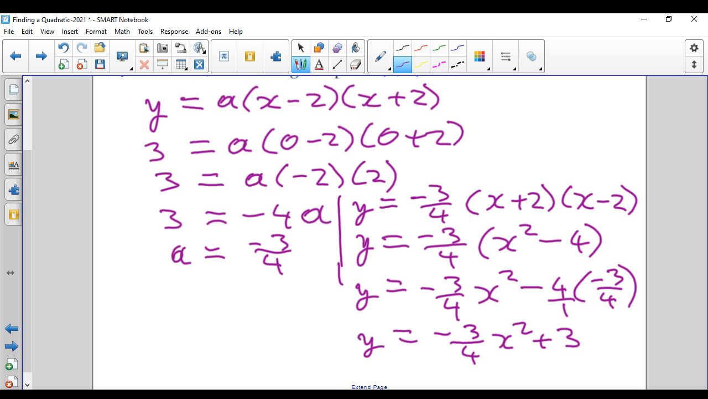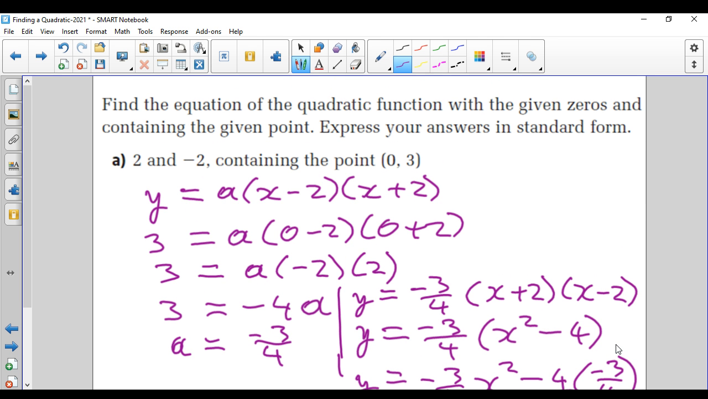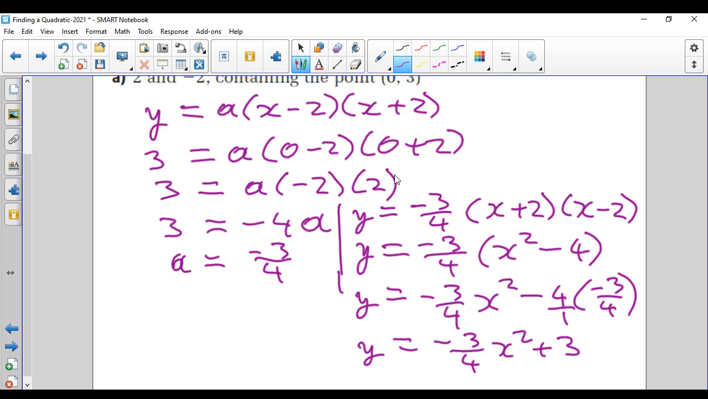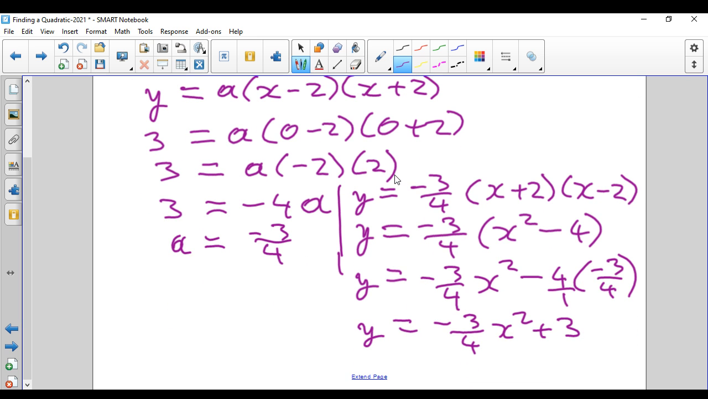And that answer makes sense because that plus 3 would be my y-intercept. And this point that we got earlier on is in fact a y-intercept. So the minus 3 over 4 x squared plus 3 from that point of view makes absolute sense.